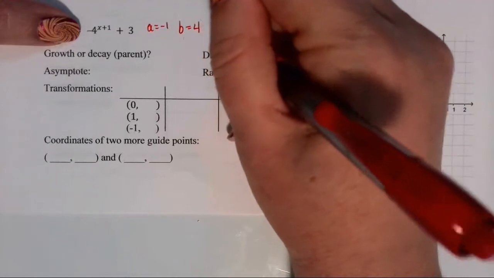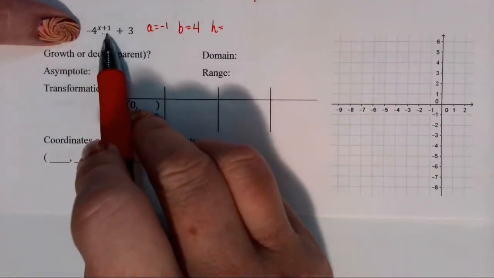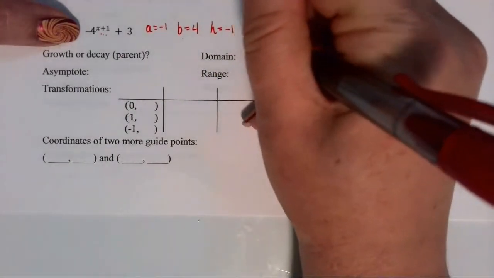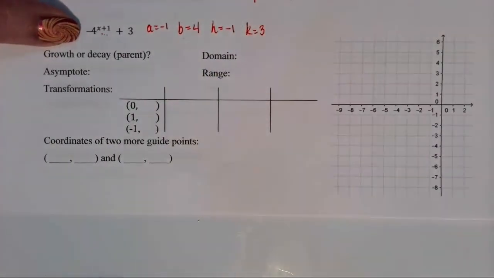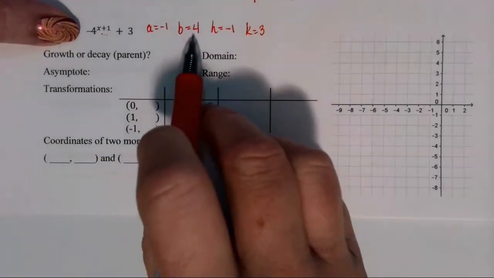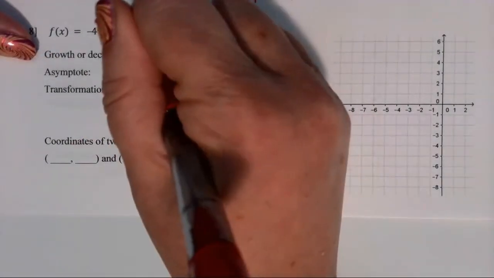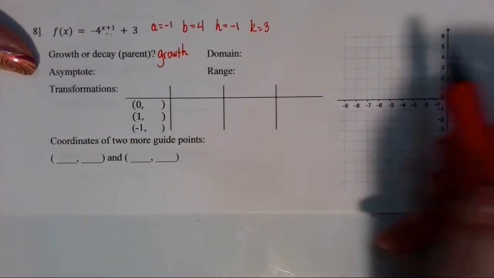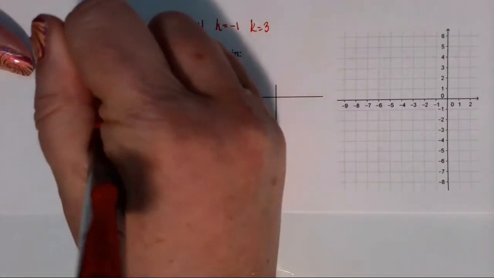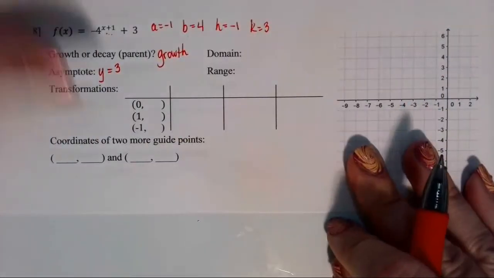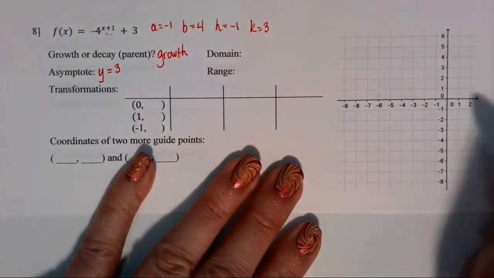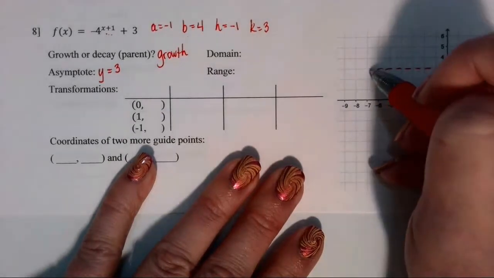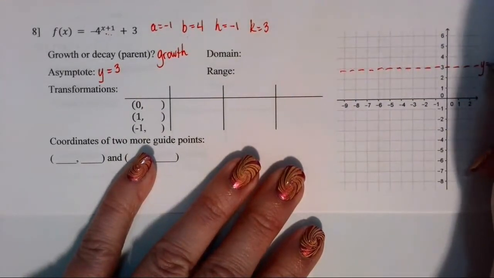Okay, then the h, since this is x+1, our h is a -1, and then the k, the constant at the end, is a +3. So since the base is greater than 1, that is exponential growth. The asymptote comes from the k, so y equals 3 is going to be the horizontal asymptote. So we'll go ahead and dash that line on the graph.